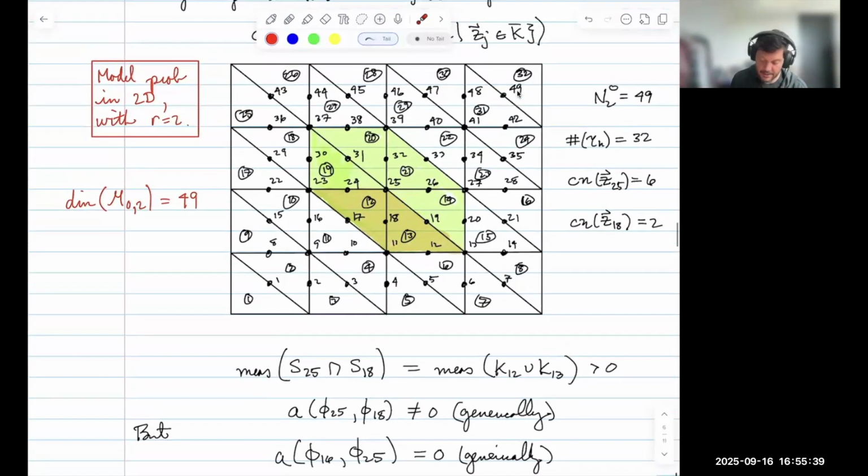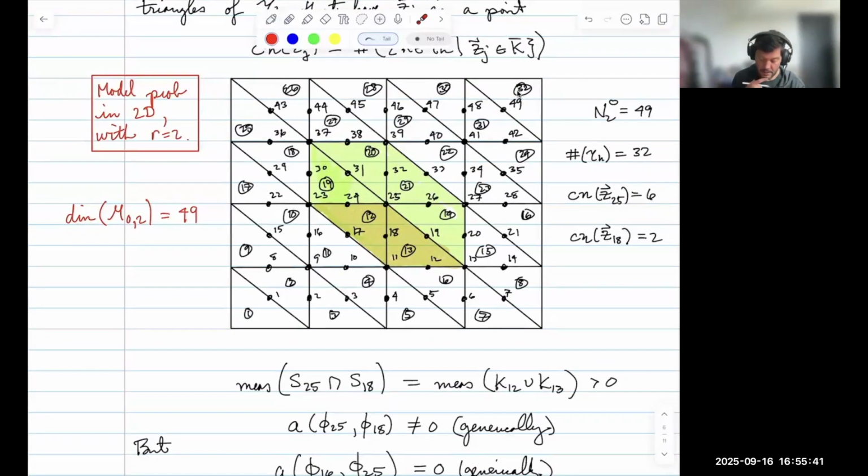Let's have a look at some elements, okay? The elements of the stiffness matrix. So we want to start assembling the stiffness matrix in a coherent, consistent way. So for example, let's figure out, is there going to be an entry of my stiffness matrix in row 25 and column 18?